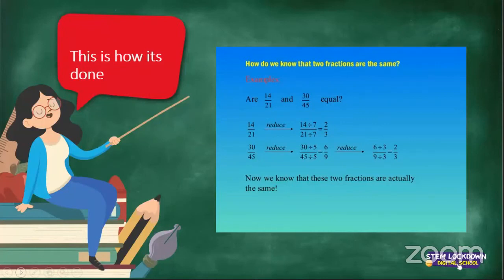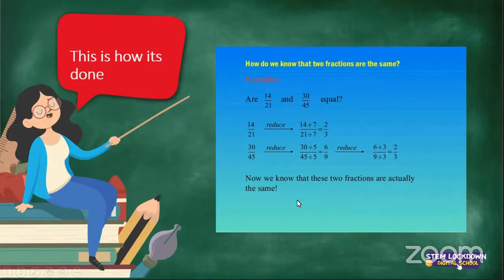If you know your multiples, again, multiples are very important. If you know your multiples of 15, you'll be able to see that 15 goes into 30 two times, so you write 2. 15 goes into 45 three times, and then you write 2 over 3. That is the simplest way to reduce 30 over 45 if you know your multiples. However, you can use this route, which is a bit longer, but it will give you the correct answer.